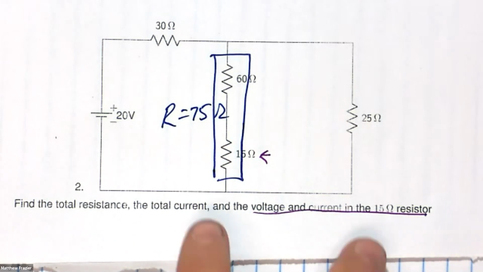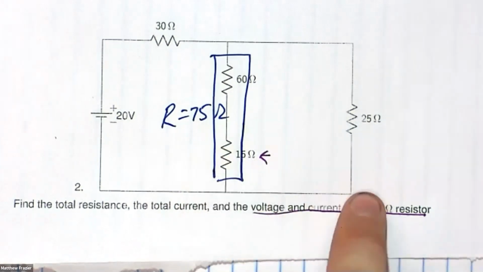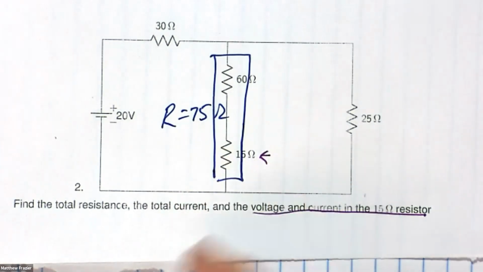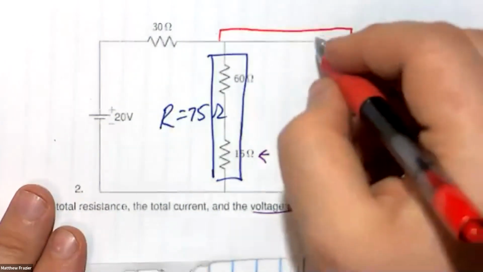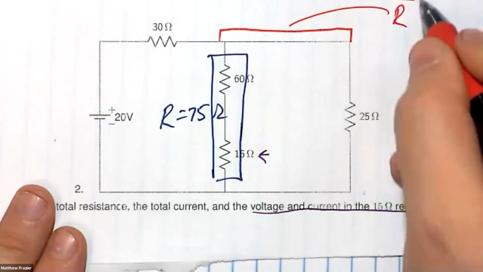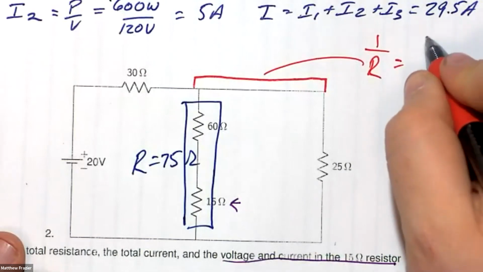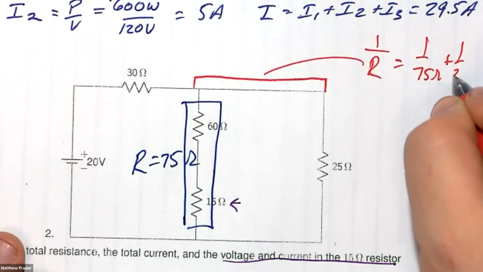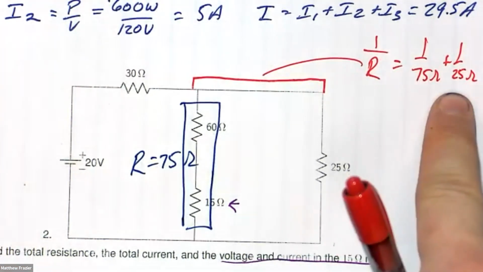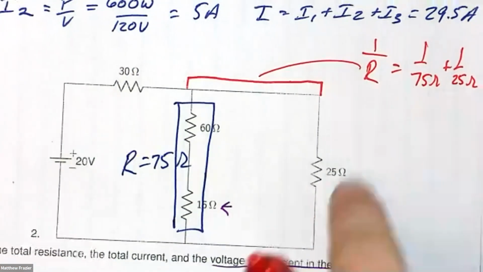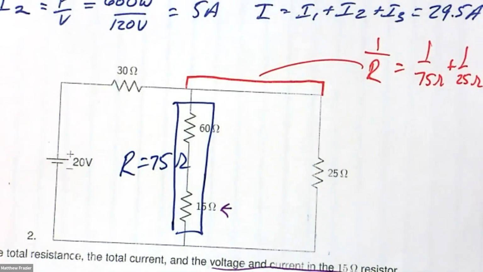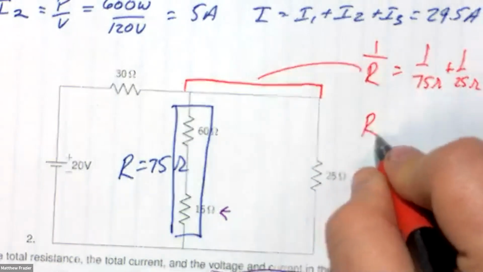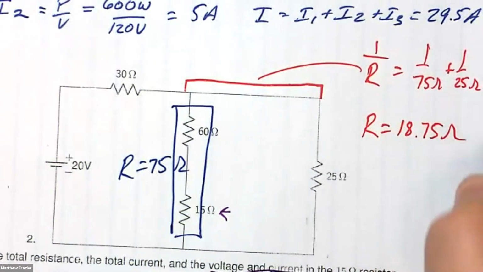Now we have a circuit where the left branch is 75 and the right branch is 25. So we have to add those. For this branch, 1 over R is 1 over 75 ohms plus 1 over 25 ohms. It's got to be smaller than 25 ohms because it's easier to flow through all of this than just the 25. So you do that calculation and you'll get that R is 18.75 ohms.